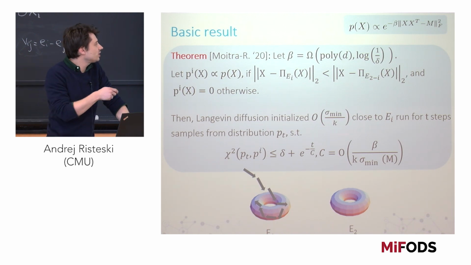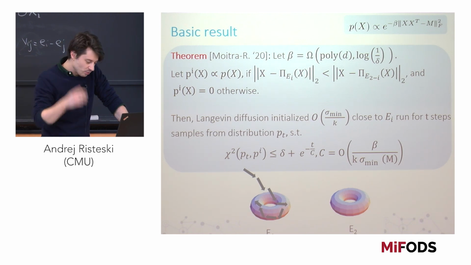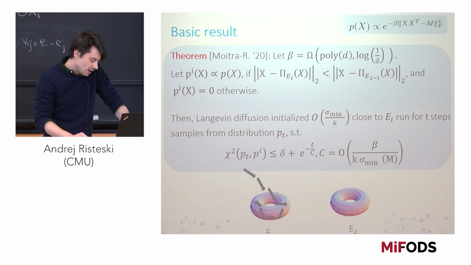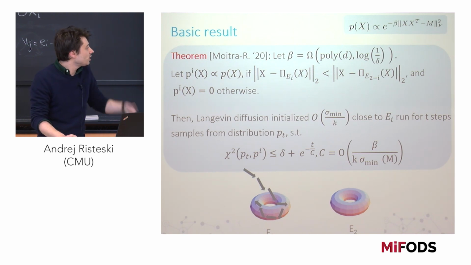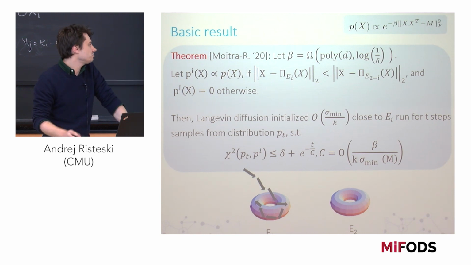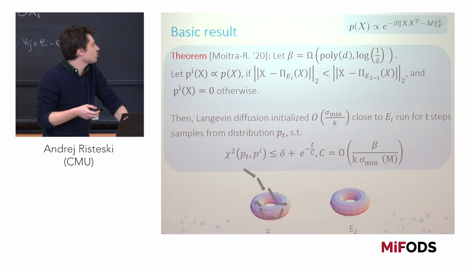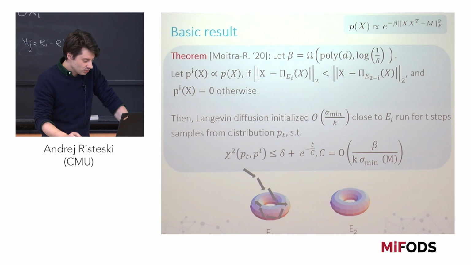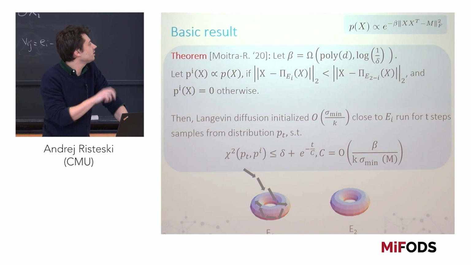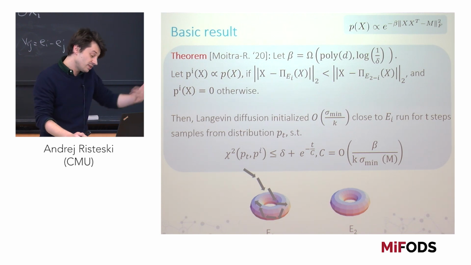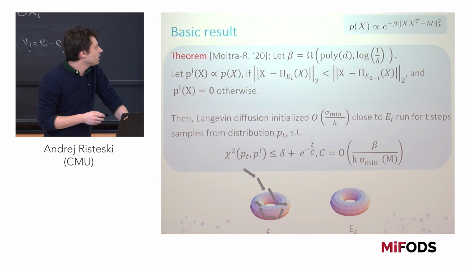Sufficiently close here will mean something like sigma min over k, where sigma min is the smaller singular value of M. And I run for some number of steps, let's say t steps. Then I'm going to start getting closer and closer to the distribution pi in some measure of distance. The measure of distance that ends up being easiest to handle is chi squared. So if I look at the distance between the distribution p_t, the distribution of the t-th iterate of my Langevin diffusion, in chi-squared distance from pi, it'll be at most some fudge factor delta, which you can ignore for now.